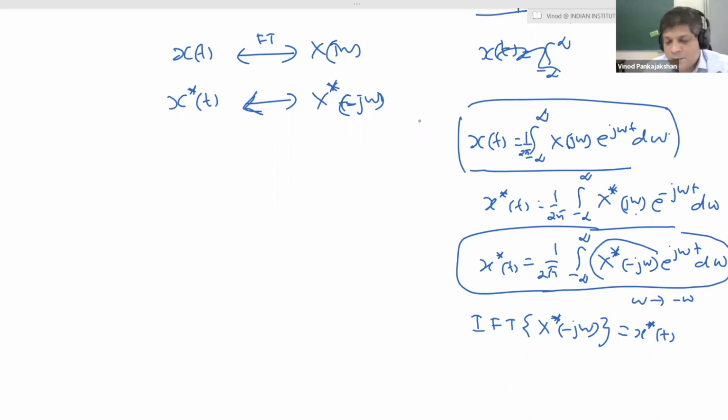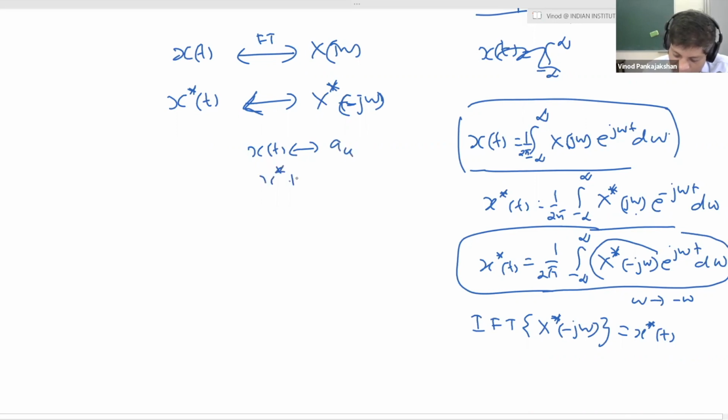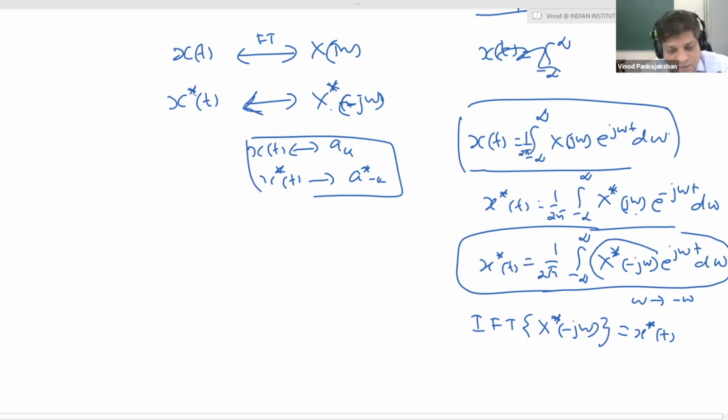If you remember the property of Fourier series also, if xt has coefficients ak, then x star t has what? A star minus k, isn't it? That is the property in the case of Fourier series. Here also it is similar. X star t corresponds to x star minus j omega.